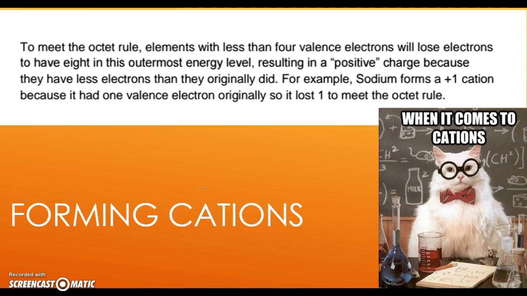For cations, to meet the octet rule, elements with less than 4 valence electrons will lose electrons and have 8 in the outermost energy level, resulting in a positive charge because they have fewer electrons than they originally did. So for example, sodium is going to form a +1 cation because it had 1 valence electron originally, so it lost 1 to meet the octet rule. If you think about something that has 1 valence electron, it's going to be a lot easier for it to lose 1 than to gain 7 to make 8, which is why it's going to form cations. One way to remember cations: if you think about an actual cat, they're always positive, so they have paws, so there's a positive charge.